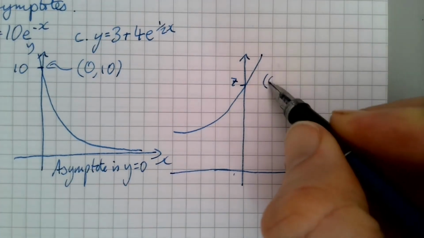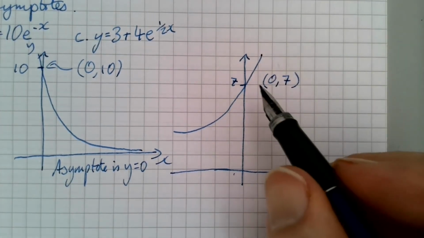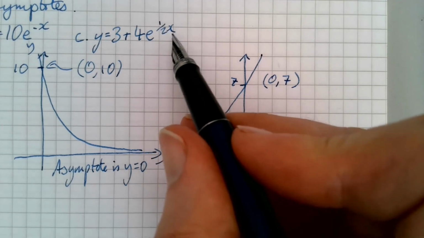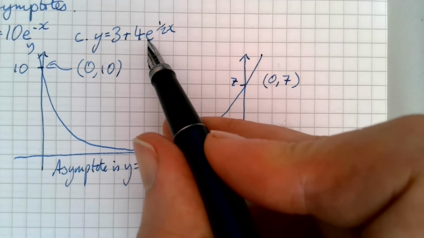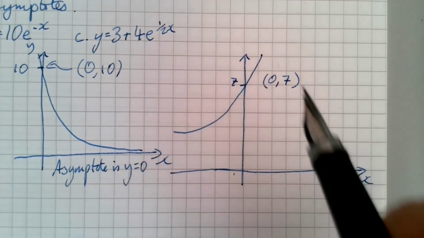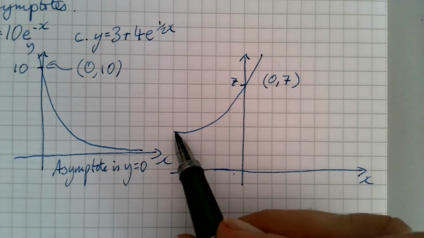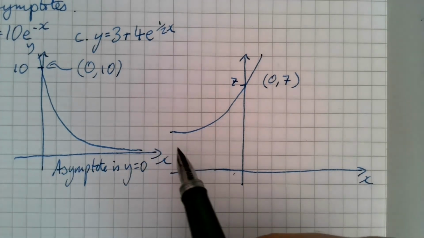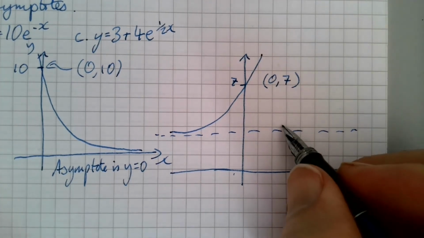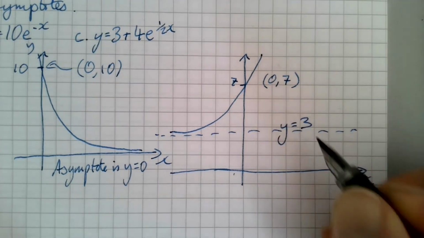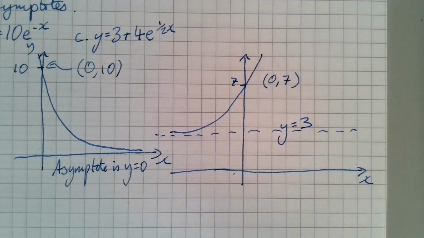So we've got the point 0, 7. It's going through 7 because if x is 0, that would be e to the 0, which is 1, isn't it? So 4 times 1 is 4, and 4 plus 3 makes 7. And that plus 3 is why it's tailing off so much higher. Our asymptote there is y equals 3, because that 3 that we're adding to it has just moved every value up exactly 3. And that's all we have to do for that.